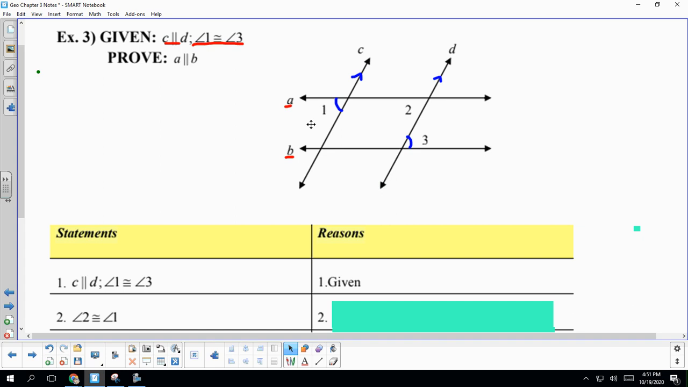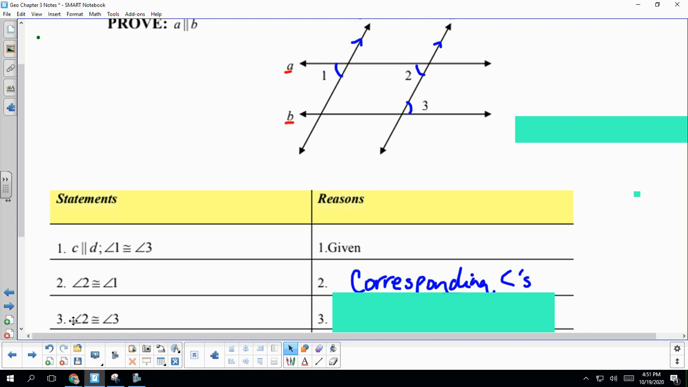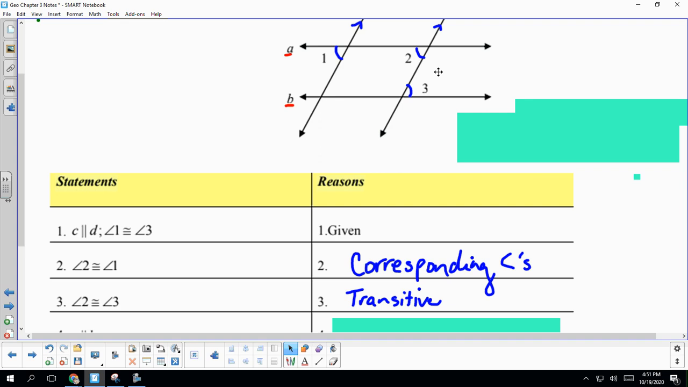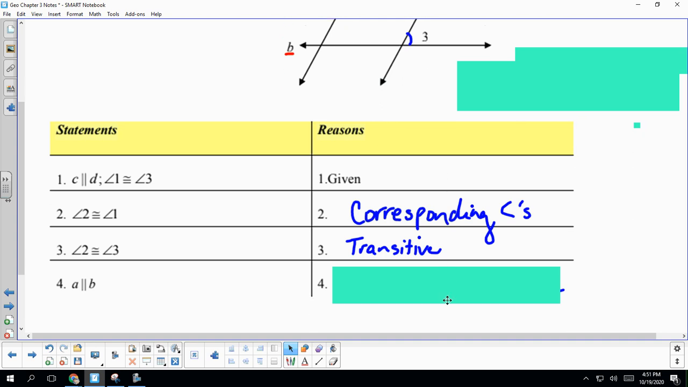Angle 2 is congruent to angle 1 because corresponding angles are congruent. And then angle 2 is congruent to angle 3. So if 1 is congruent to 3 and 2 is congruent to 1, what's it called when we cut out that middleman? Transitive property. And then finally we can say, since 2 and 3 are congruent, we can say A is parallel to B because alternate interior angles converse.